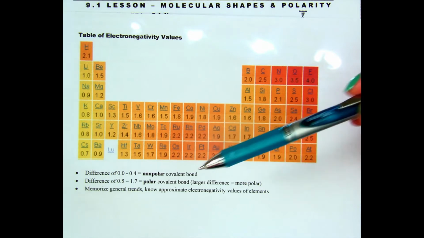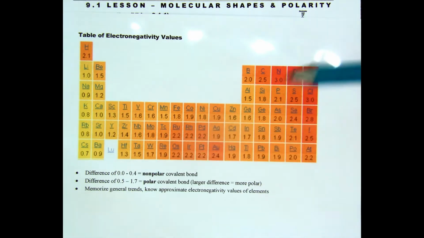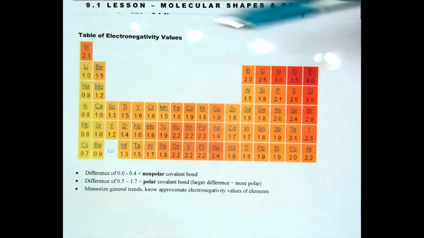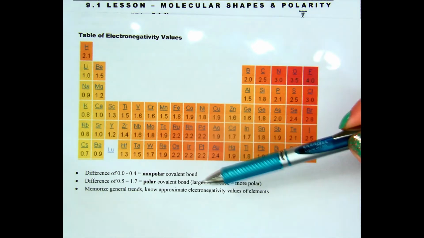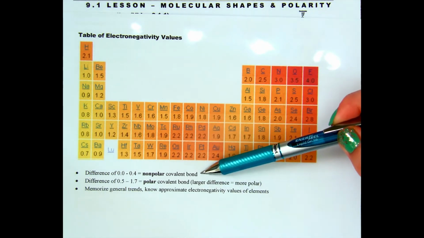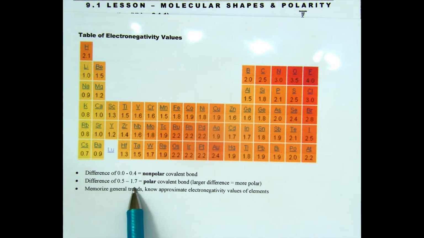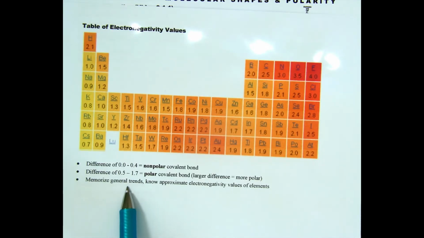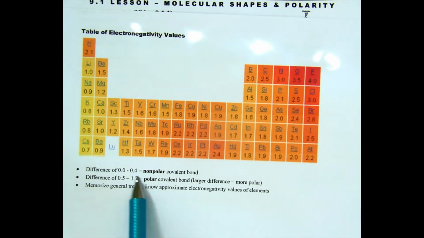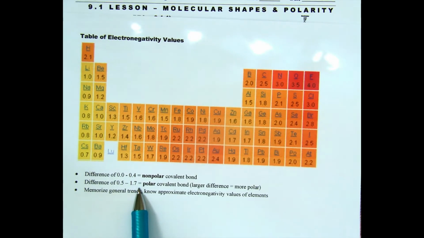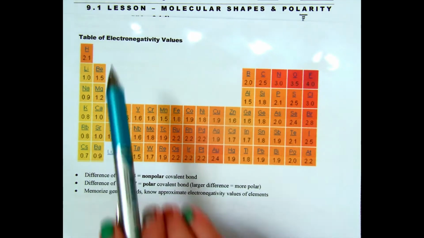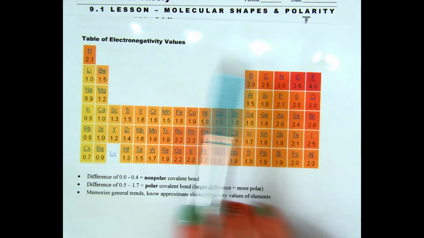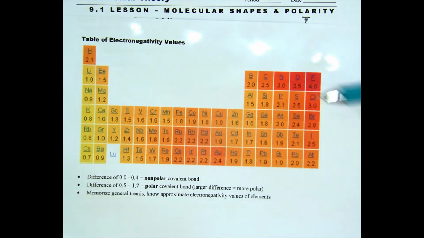So if you have a difference of 0 to 0.4, so for example, hydrogen bonded to carbon, the difference is 0.4. That's going to be a nonpolar covalent bond. If you have a difference of 0.5 to 1.7, anywhere in that range, you'll likely have a polar covalent bond. The bigger the difference, the more polar it's going to be. So if you look, for example, at hydrogen and oxygen there, you have quite a large difference. And so because you have a bigger difference, it's going to be a polar covalent bond.